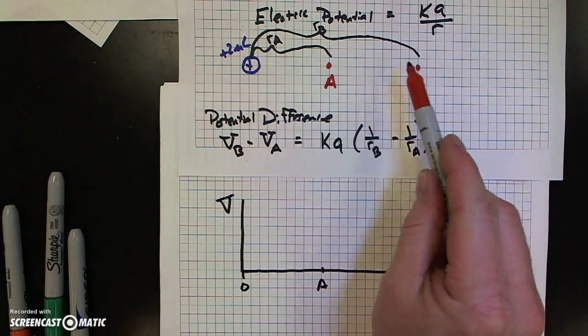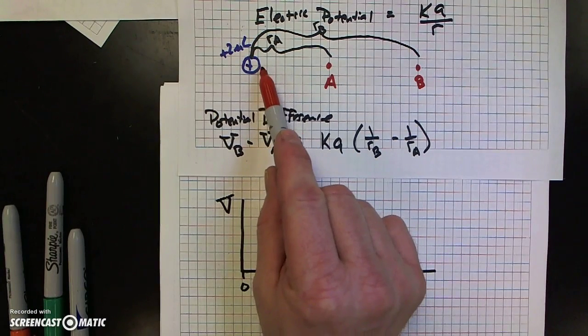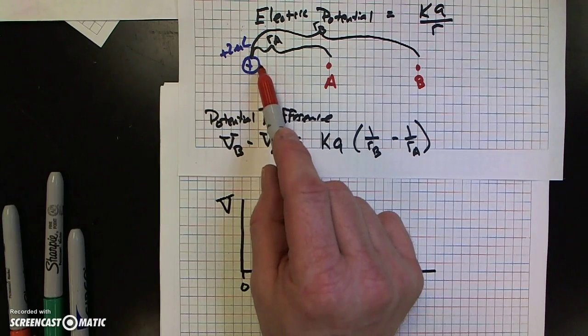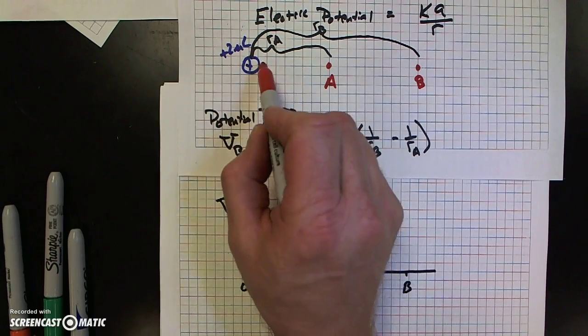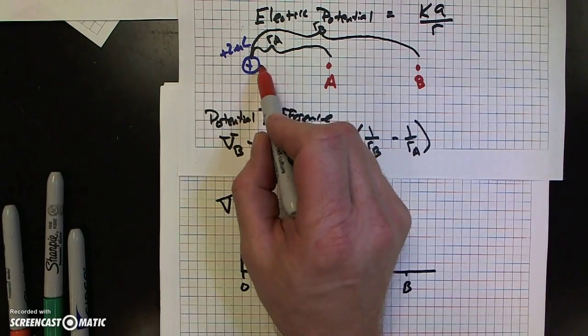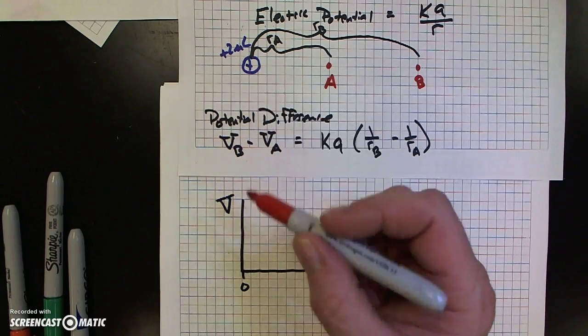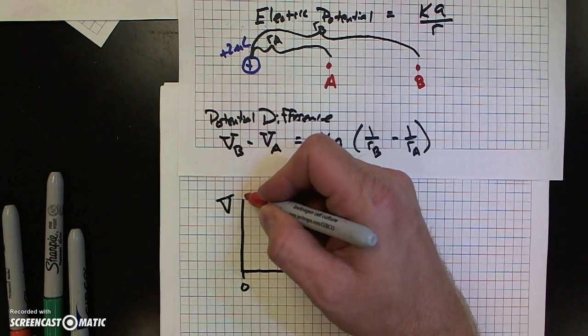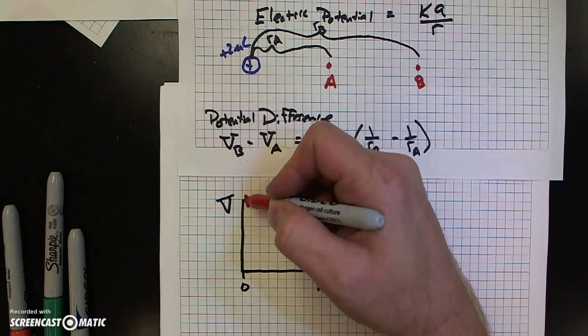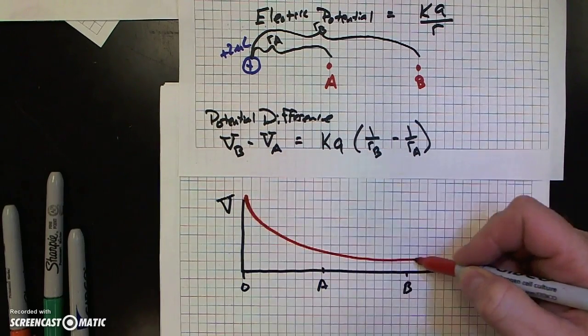So can you imagine if I take a positive charge and bring it in close here, how strong that force can get? If I get it really super duper close, it's going to want to scream away at a high rate of speed. That's going to be a huge amount of potential. So it's basically going to go to infinity at that location. And then it's going to drop off at a rate of 1 over R.